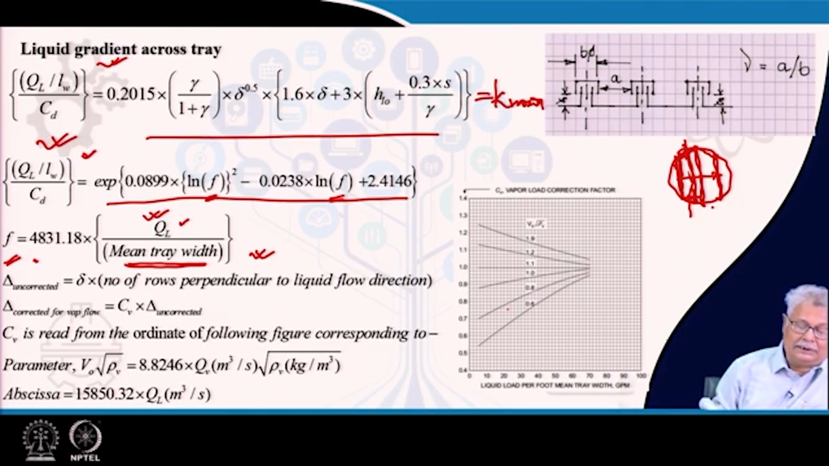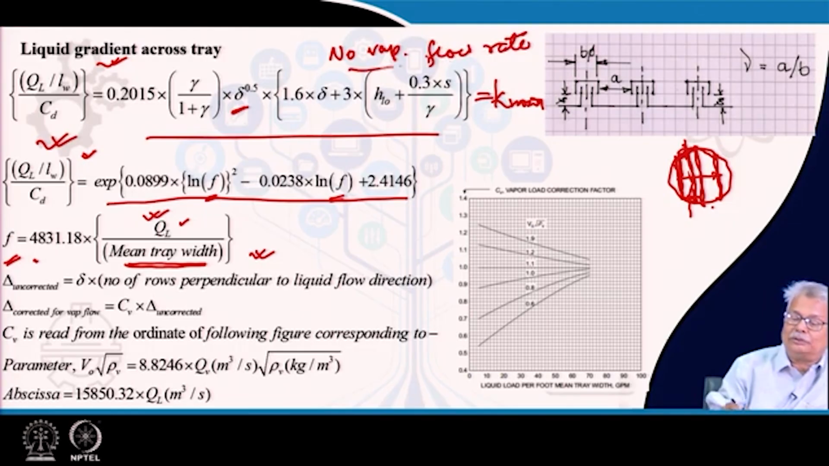Now this delta refers to no vapor flow rate. So if I solve this particular expression by trial, I will be getting a difference between the level on this and this when there is no vapor flow rate. So we have to correct it for the vapor flow rate now.